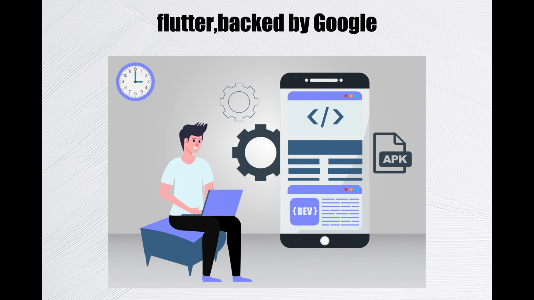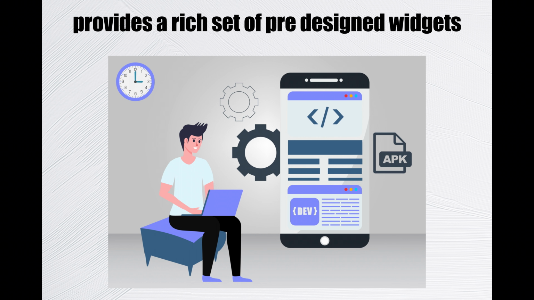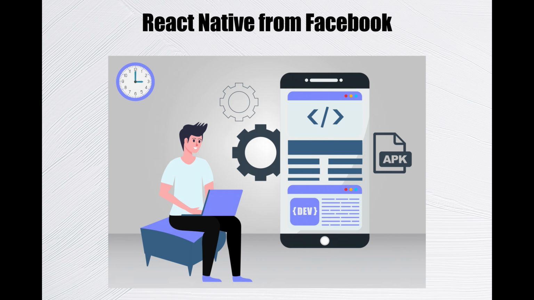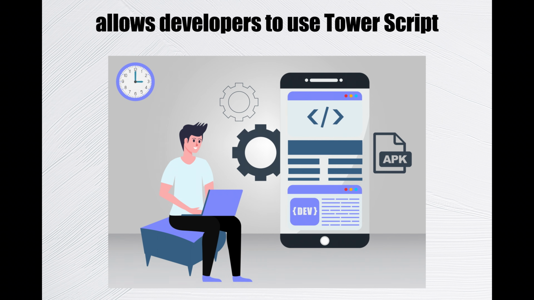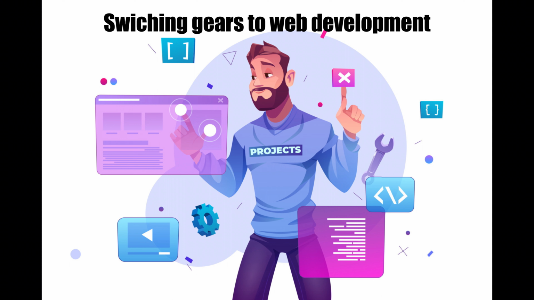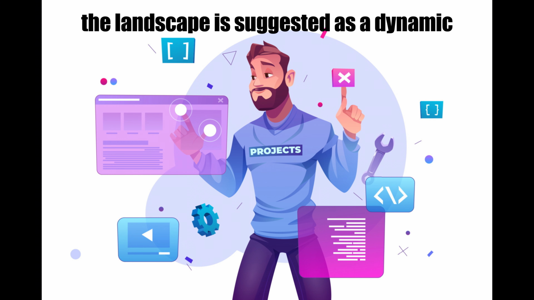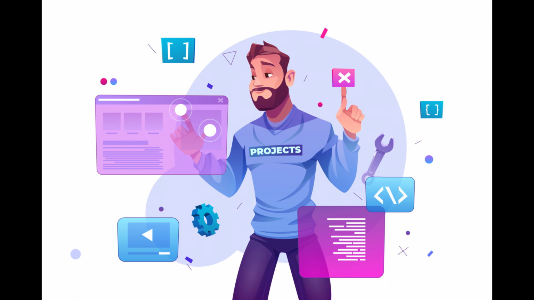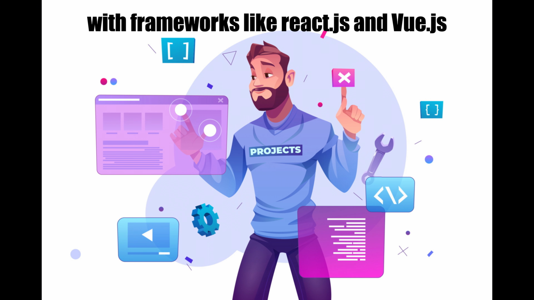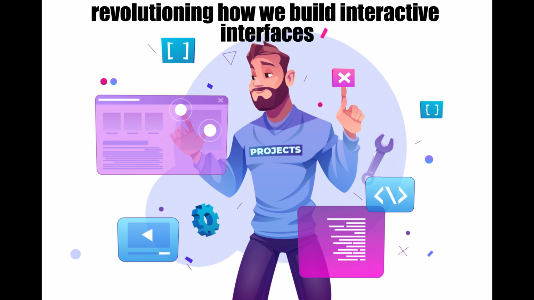Flutter, backed by Google, provides a rich set of pre-designed widgets and a single code base for both iOS and Android. React Native from Facebook allows developers to use JavaScript and React to build native-like apps, streamlining the development process. Switching gears to web development, the landscape is just as dynamic. JavaScript remains the core language, with frameworks like React.js and Vue.js revolutionizing how we build interactive user interfaces.